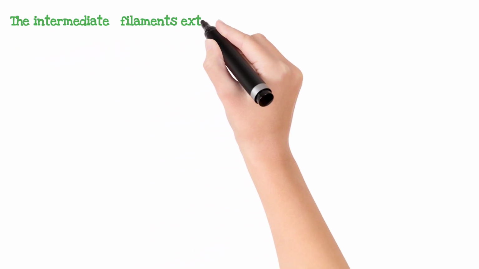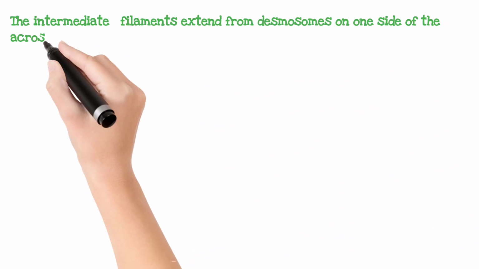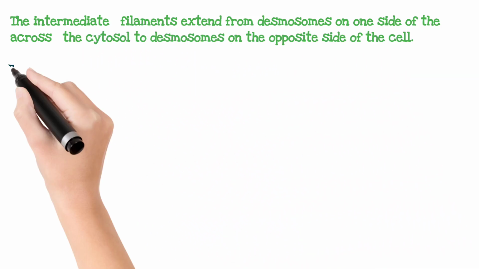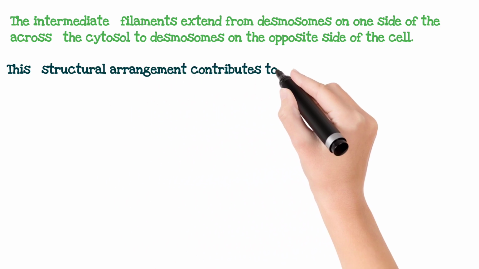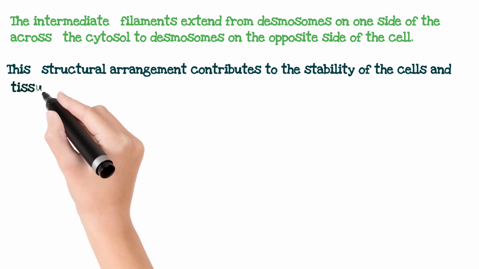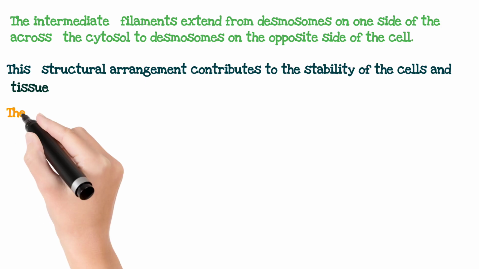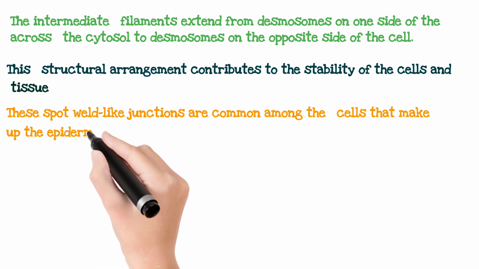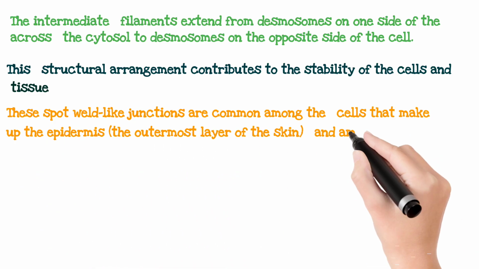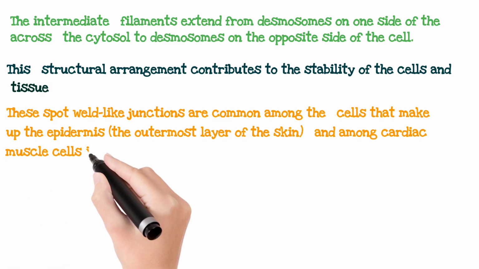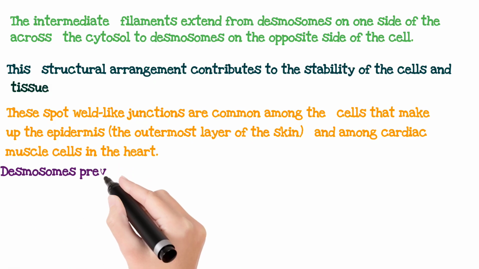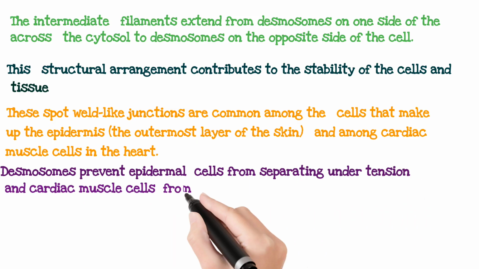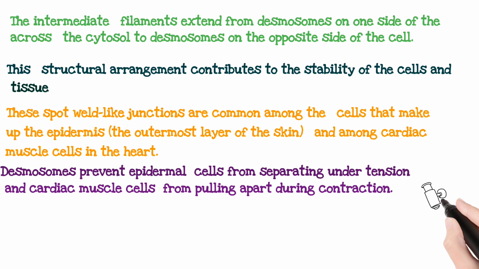The intermediate filaments extend from desmosomes on one side of the cell across the cytosol to desmosomes on the opposite side of the cell. This structural arrangement contributes to the stability of the cells and tissue. These spot weld-like junctions are common among the cells that make up the epidermis, which is the outermost layer of the skin, and among cardiac muscle cells in the heart. Desmosomes prevent epidermal cells from separating under tension and cardiac muscle cells from pulling apart during contraction.